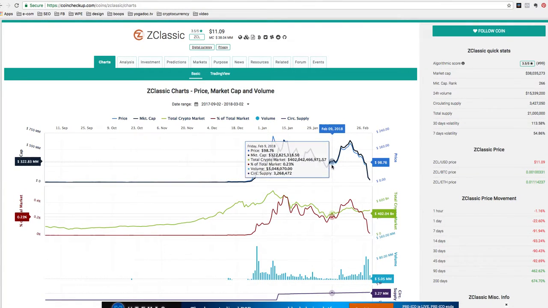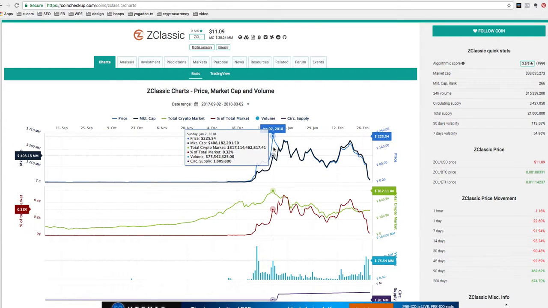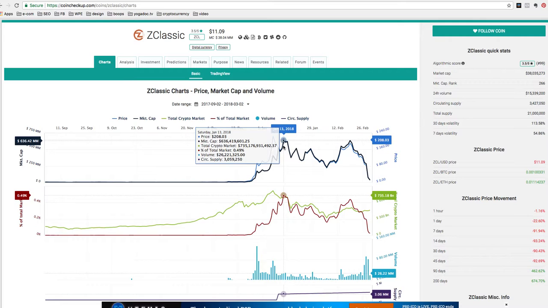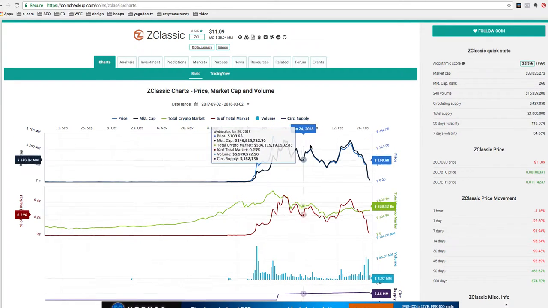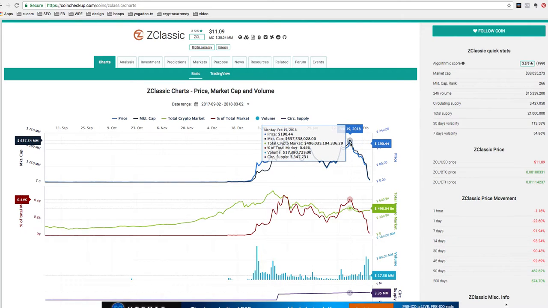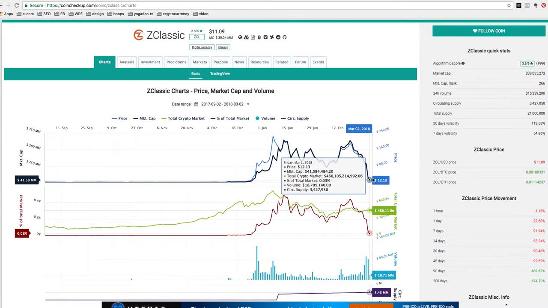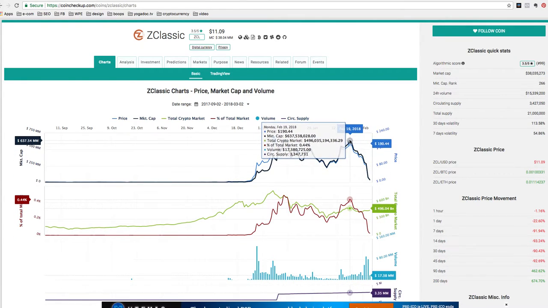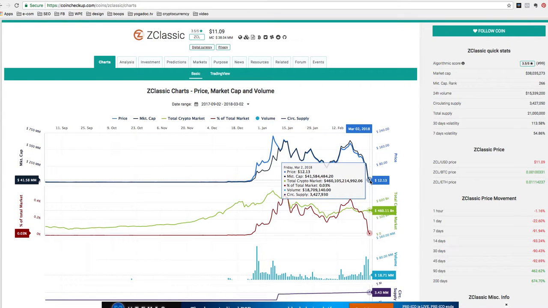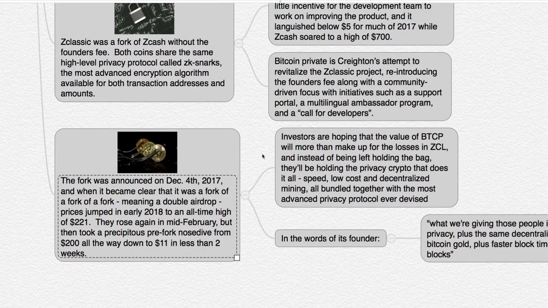So let's just look at that. This is Zclassic, and you can see that it jumped up in January to a high over $200. Here it's 208, and then it jumped up again to just under $200, and then from February 19th to today, March 2nd, it dropped all the way from $190 down to $12. So it's trading right now at $11. That's a pretty precipitous drop prior to the fork.